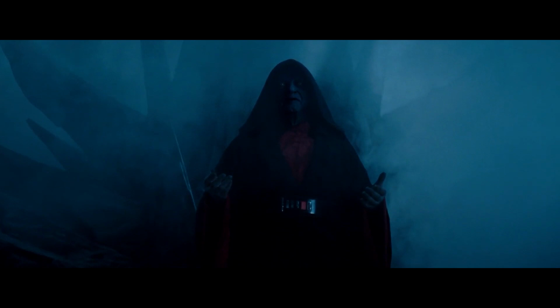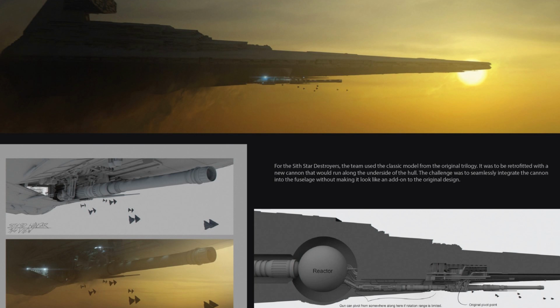Moving on, the one thing that I thought was pretty disappointing is that we never really get any alternative designs for the Sith Star Destroyer. Basically, it says the team used the classic model from the original trilogy, but retrofitted with a new cannon that would run along the underside of the hull. And yeah, I'm sorry, but this just sucks. I think this was a time issue. There wasn't time to design a new compelling Sith ship, but it's really disappointing and it takes away from the final scene. Moving on though, we have the finale.